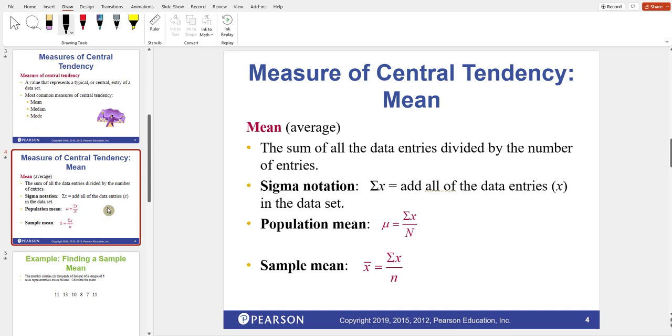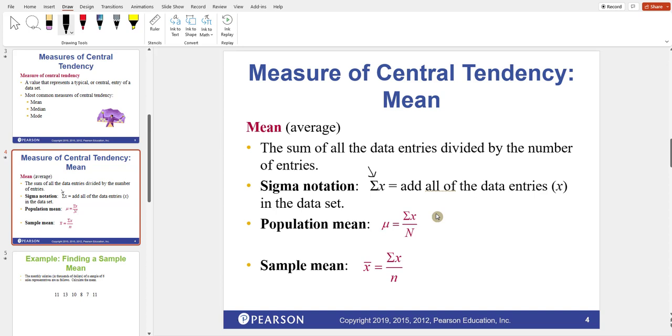So let's talk about how to calculate the mean. The mean is also known as the average, and what you would do is take all of your data values, add them all up, and divide by the number of data values that you have. You might see some weird notation like this. Some of you might think this is a big E, but this is summation notation, and it's telling you to add up all of your data values in the data set. Once again, the formula is the summation of x divided by n.